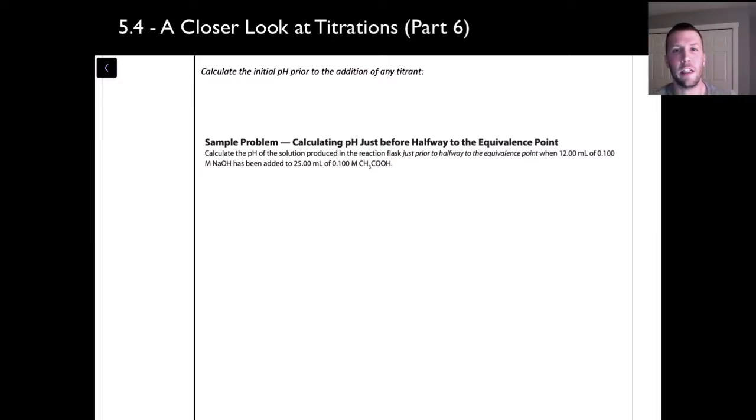Let's calculate the initial pH prior to the addition of any titrant. So we need to remember here that although our concentration of acetic acid is 0.100 molar, it is a weak acid, so it will not fully ionize. We need to create an ice table for this question to determine the hydronium ion concentration. I'm going to let you follow along as this is something we have done before.